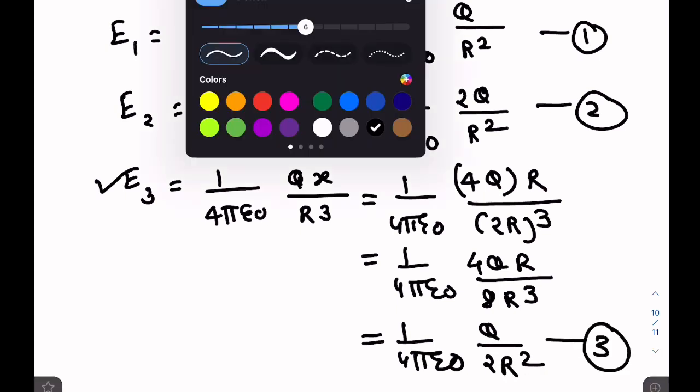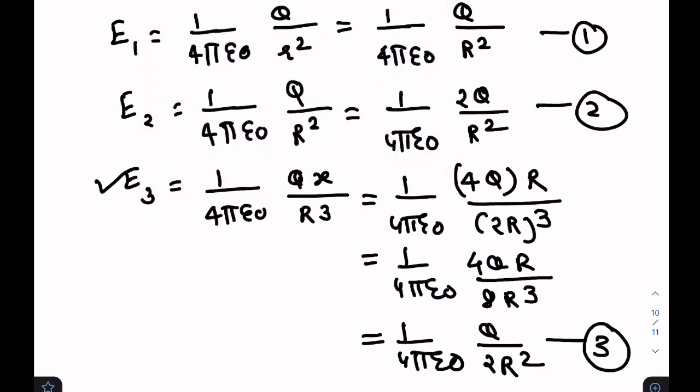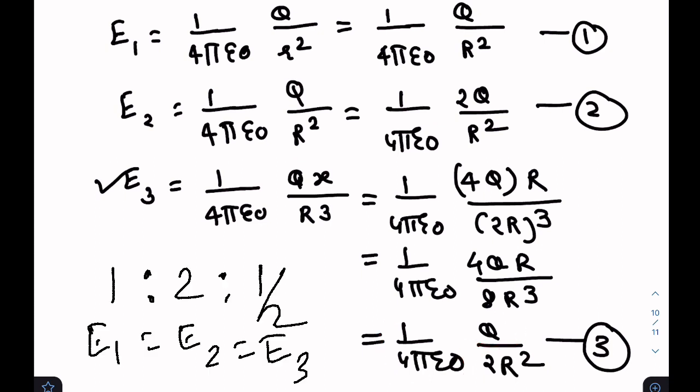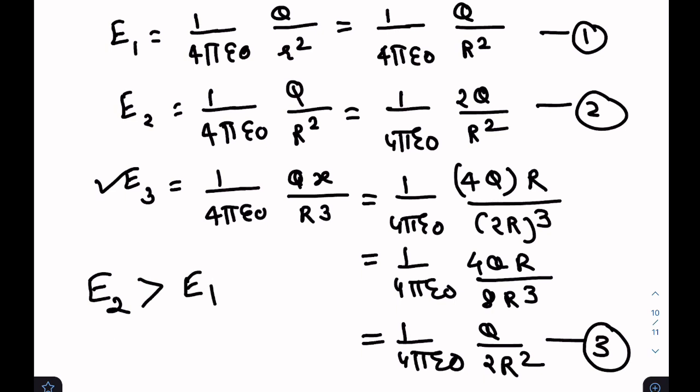In the first case, we get 1 by 4 pi epsilon naught q as a constant, by r square. In the second case, 1 by 4 pi epsilon naught q as a constant, 2 by r square. In the third, 1 by 4 pi epsilon naught q as a constant, by 2r square. Therefore, the maximum electric field is on the surface, E2, then E1, and the minimum is inside, q by 2r square, that is E3.